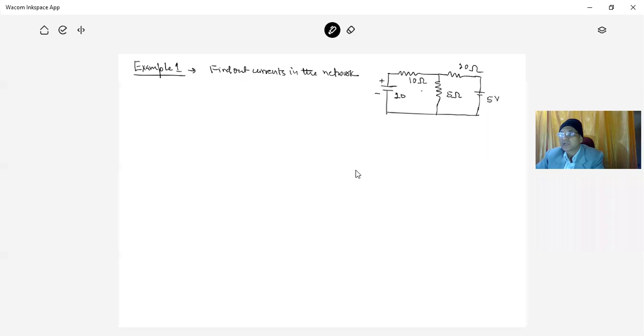So there are two currents, I1 and I2, because there are two meshes. So there are two currents and there are two meshes. So the solution is the mesh equations.